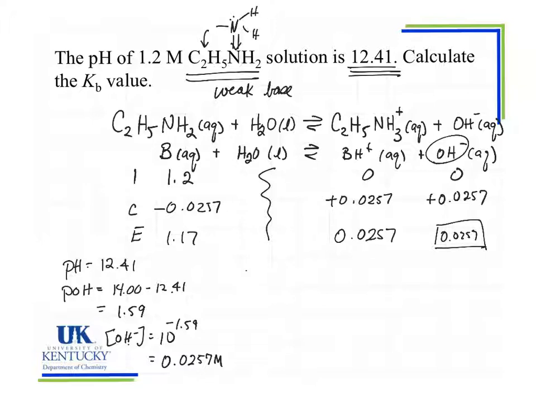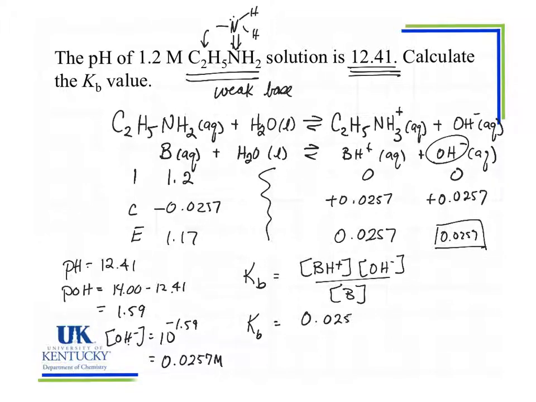So the next thing I need to do is write my KB expression because that's what I'm trying to determine. I know it's BH plus concentration times OH minus concentration divided by B's concentration. So then I can plug those values in. I have 0.0257 for this number, and the same for the OH minus, so I can square it, divided by 1.17. And when I plug all of those values in, I end up with a value of 5.6 times 10 to the minus 4. And that is the value of KB.